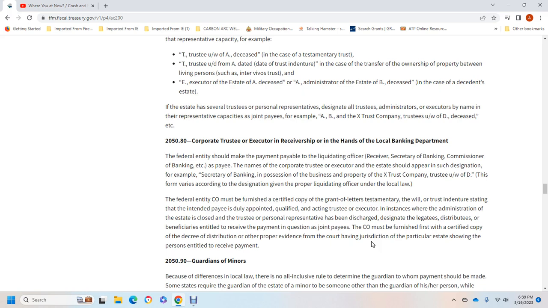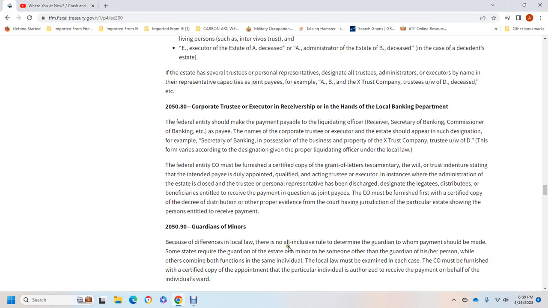The chief officer must be furnished with the first certified copy of the distribution or other property evidence of the court having jurisdiction over the particular estate, showing the person entitled to receive the payment. 250-59, guardians of minors: the local law differs, and there is no rule for determining the guardianship to whom the payment should be made. Some home states require the guardian of the estate over the minor to be someone other than the guardian of his or her person.